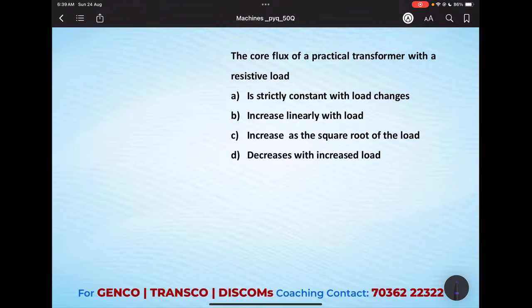Okay, the next question is about the core flux of a practical transformer with a resistive load. What they are asking is the relation of the core flux under resistive load condition, how it is going to act.